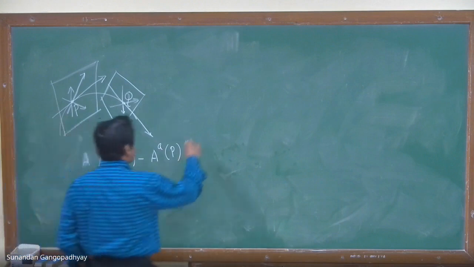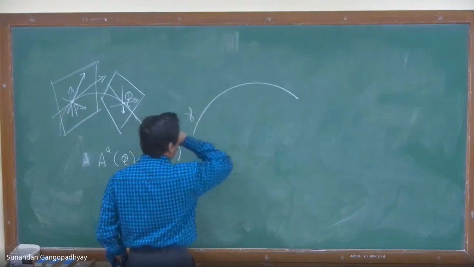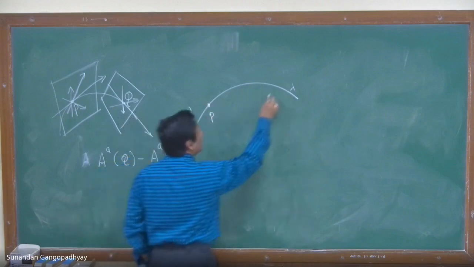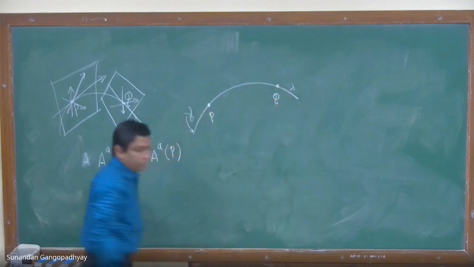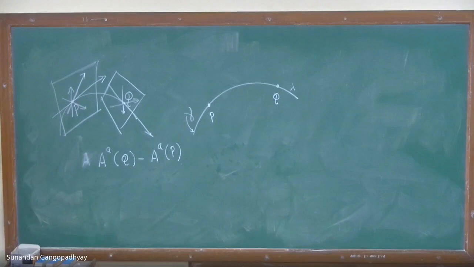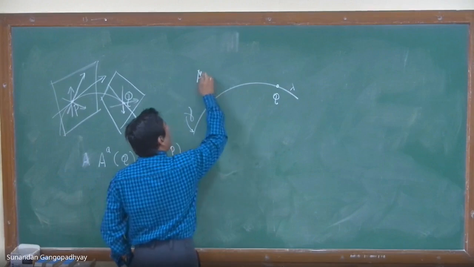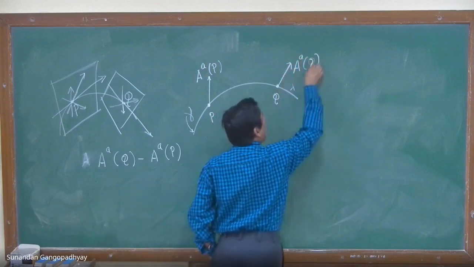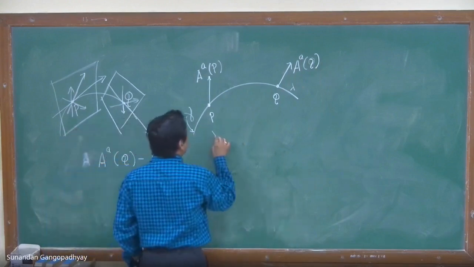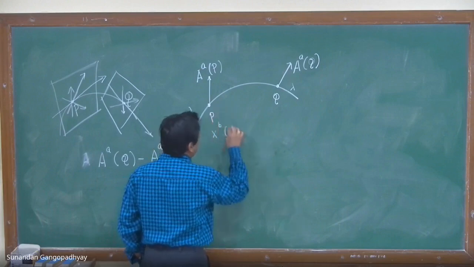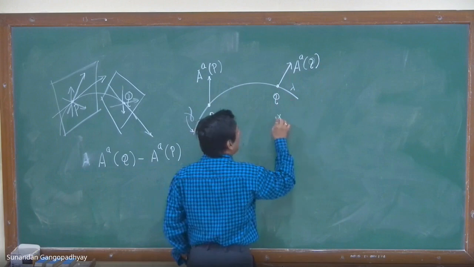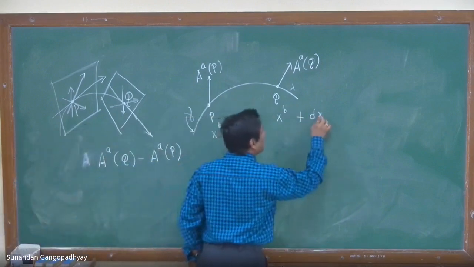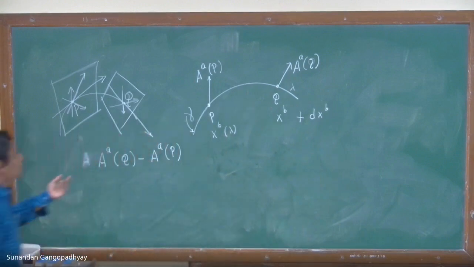So let us take this curve. This curve is called gamma, parameterized by lambda. And we have points P and Q. Here you have a vector A at P, and here you have another vector at Q. This point P, I call x^b(lambda), and this point Q, I call x^b plus dx^b.